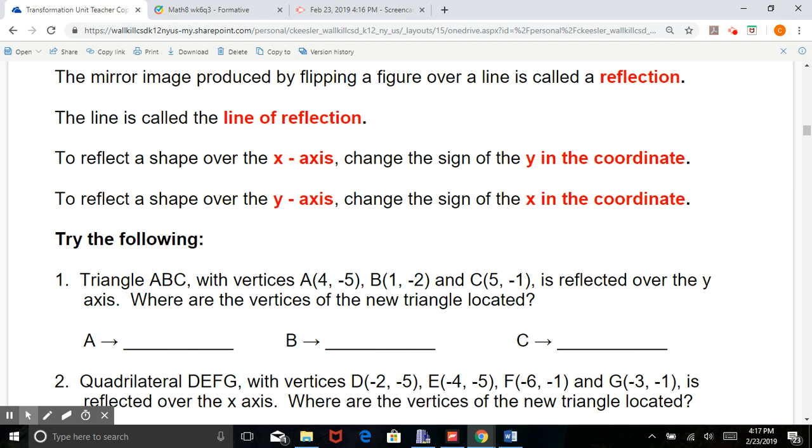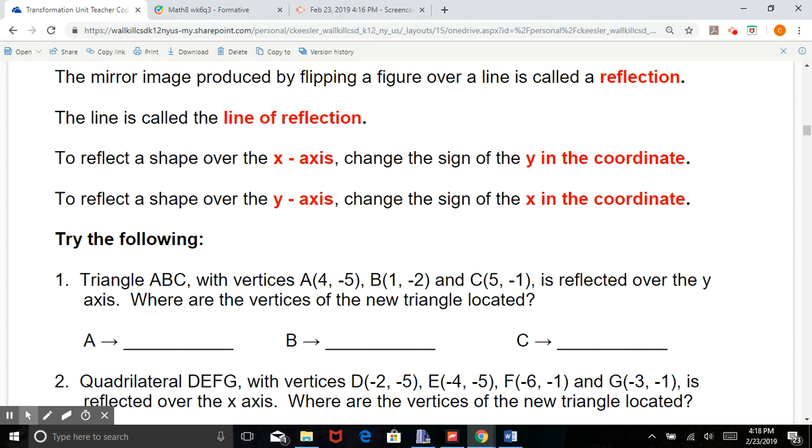Today we're going to be looking at a second type of transformation called a reflection. The mirror image produced by flipping a figure over a line is called a reflection. The line is called the line of reflection. To reflect a shape over the x-axis, change the sign of the y in the coordinate. To reflect a shape over the y-axis, change the sign of the x in the coordinate.